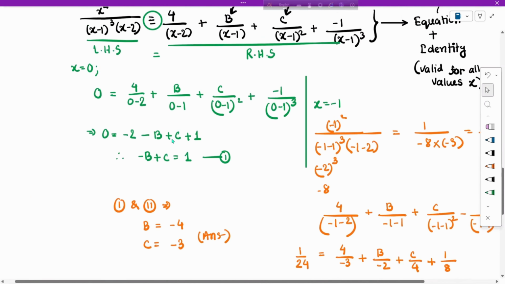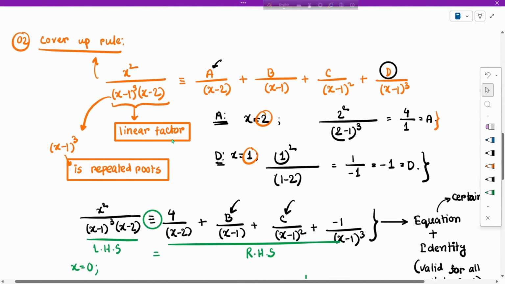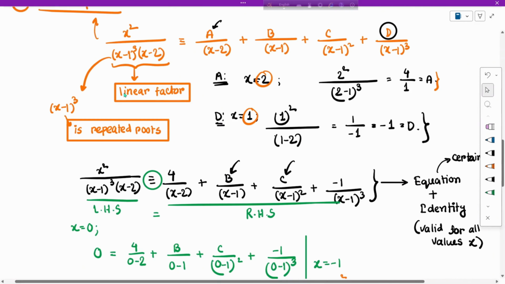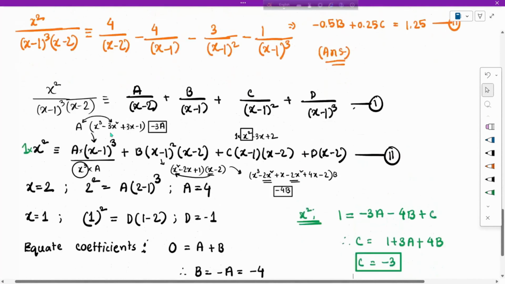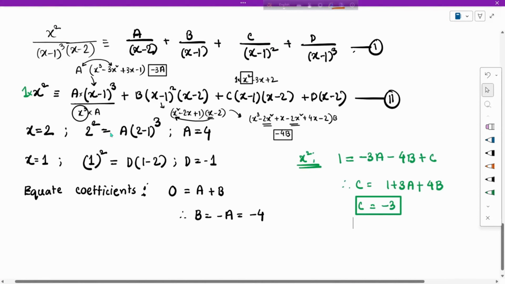Okay, so this is the cover-up rule method, and it is going to be used for linear factors with repeated roots. These types of expressions are really easily obtained by the cover-up rule. You can also obtain the resultant expression by equating coefficients and plugging in the values of x.